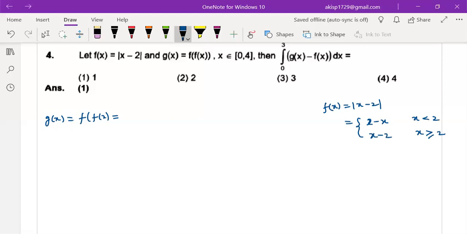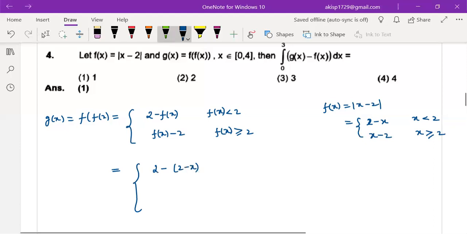So f of f(x) again makes sense as 2 minus f(x) whenever f(x) is less than 2, but we are doing this in the case when x is less than 2, and similarly it is the same as f(x) minus 2 whenever f(x) is greater than or equal to 2. So now we have to substitute the value of f(x). But what is f(x)? f(x) takes two values. So I can substitute f(x) as 2 minus x, depending on whether I take x less than 2 or greater than 2.